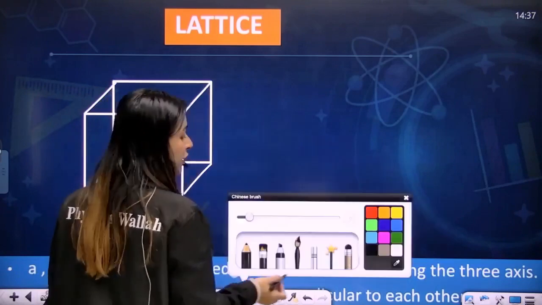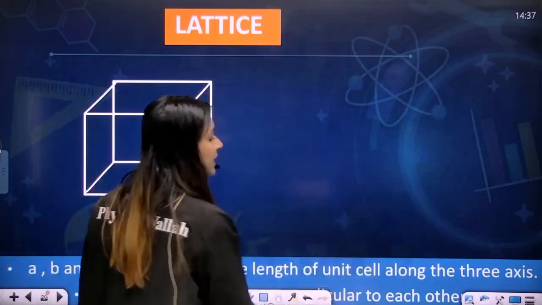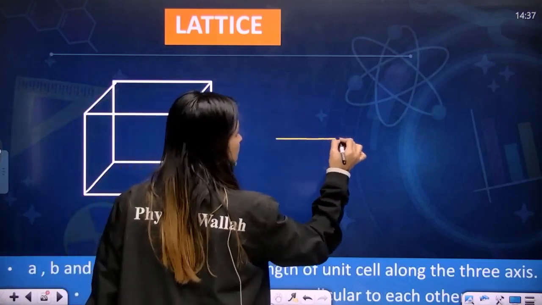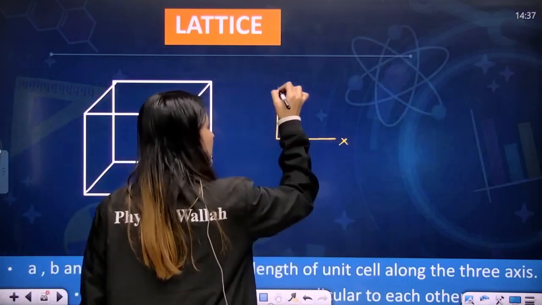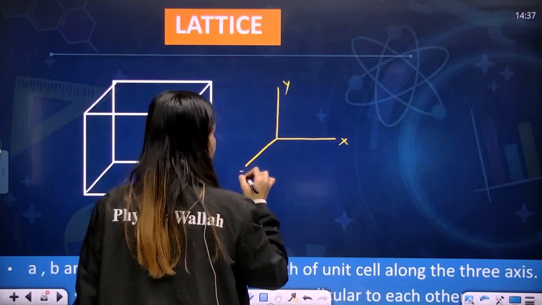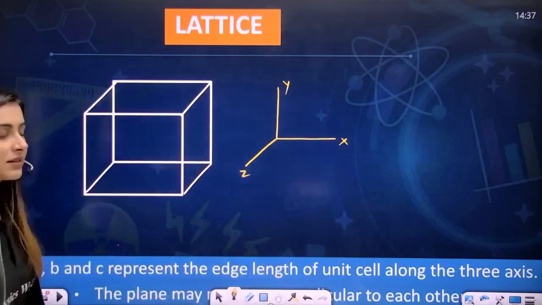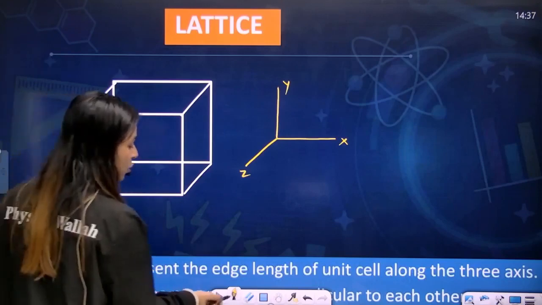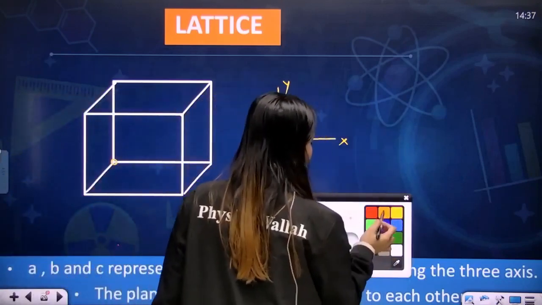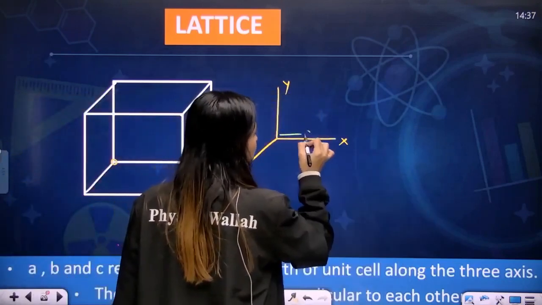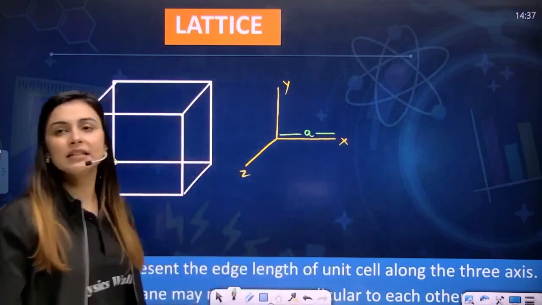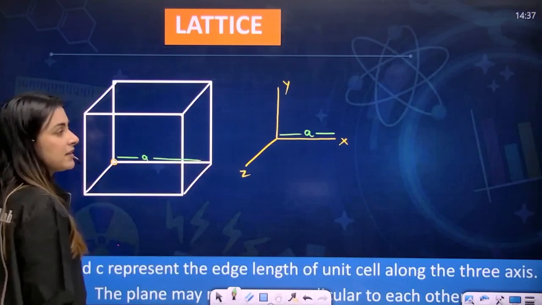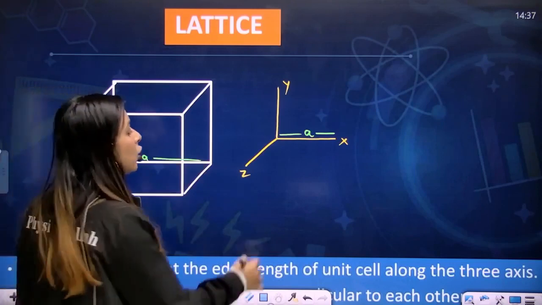Now, if we talk about this unit cell, my dear students, let's talk about the axes. You have x-axis, you have y-axis, and you have z-axis here. These are the axes. The edge length along the x-axis is known as A. So A is the edge length along the x-axis.